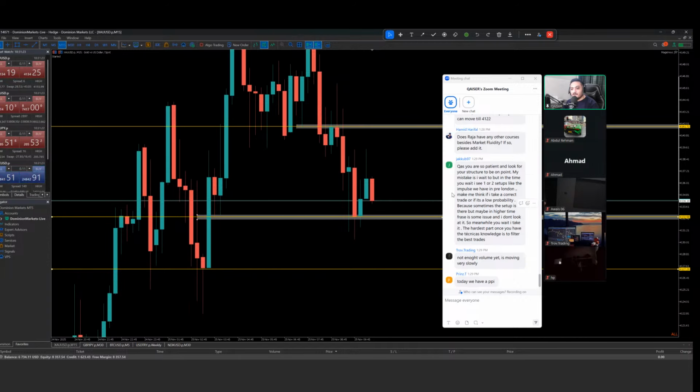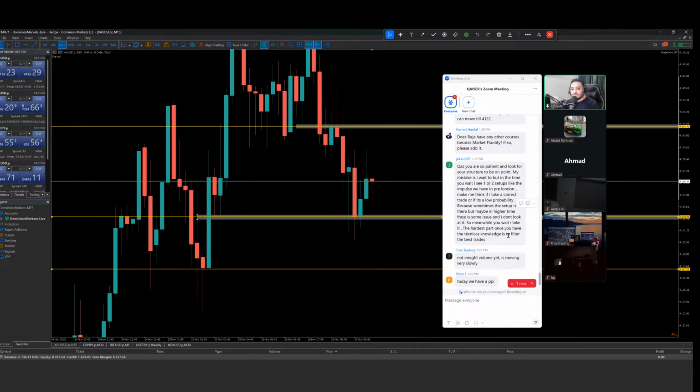Guess you are patient and look for your structure to be on point. My mistake is I wait, but in the time you wait, I see one or two setups, like the impulse we had in pre-London. It makes me think whether I took a correct trade or a low probability one, because sometimes the setup is there, but maybe on higher time frames there are some issues and I don't look at it. So meanwhile you wait, I take it. The hardest part, once you have the technical knowledge, is to filter the best trades. Yeah.